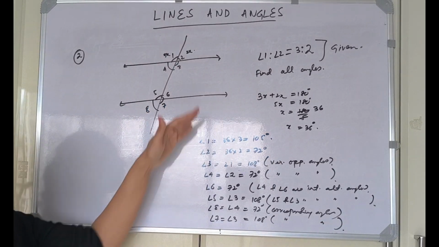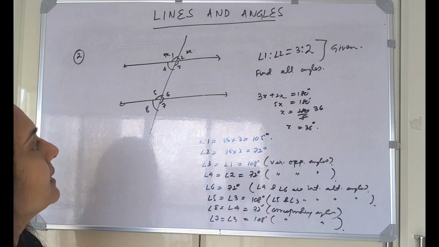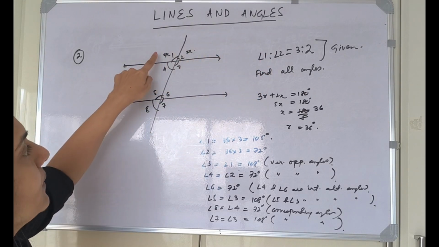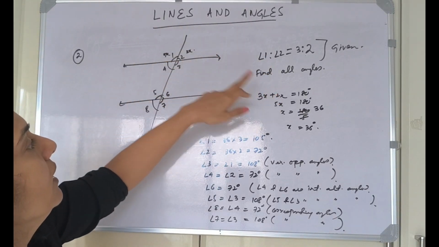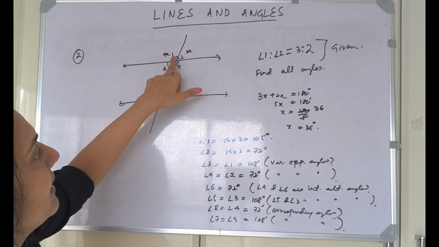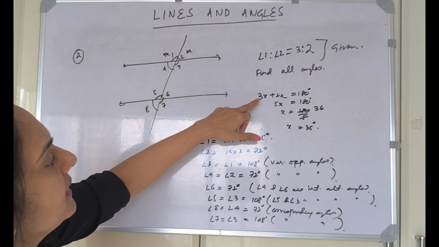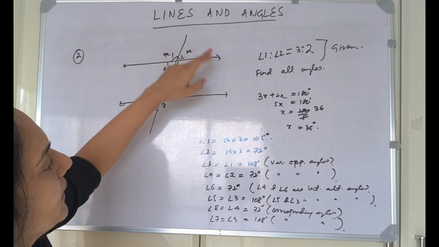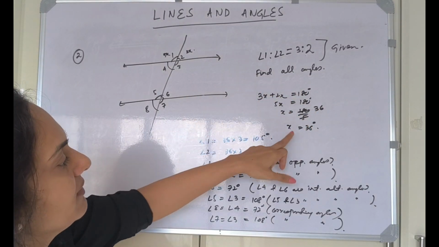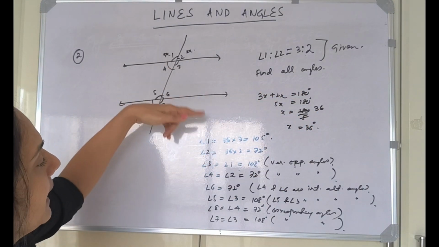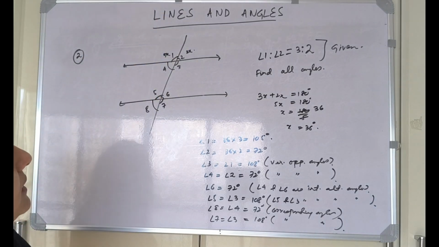So see, we have got all the angles. The basic concept is that two angles were given to us, the ratio was given 3:2, and they were on the same line, they were a linear pair. So we let the angles be 3x and 2x. So 3x plus 2x is 180. We solved, we got x as 36 degree. And now we are able to calculate all the other angles.